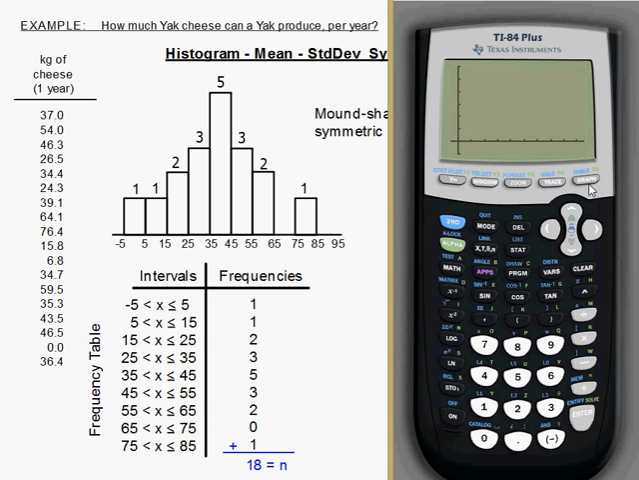If we hit graph, we don't see anything, because what we need to do is go over here to stat plot and set up the graph itself. So you can see I go second stat plot, and there are 3 plots that can be done simultaneously. We only want to do 1. So we'll go to number 1, and that gets us the setup menu for the first statistical plot. I want to turn it on, so I hit enter.